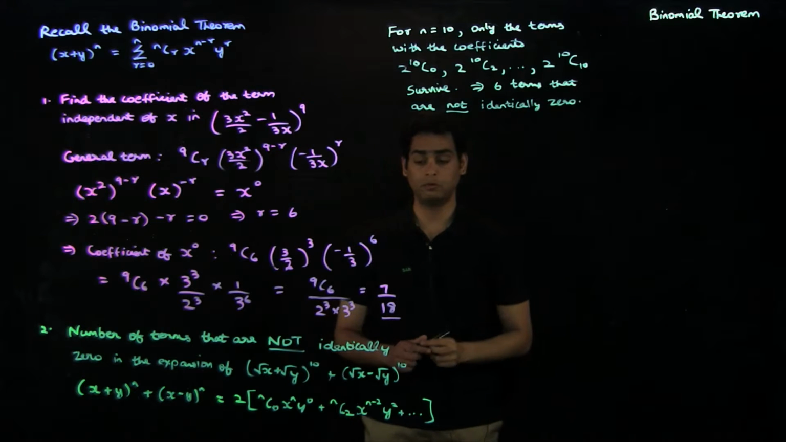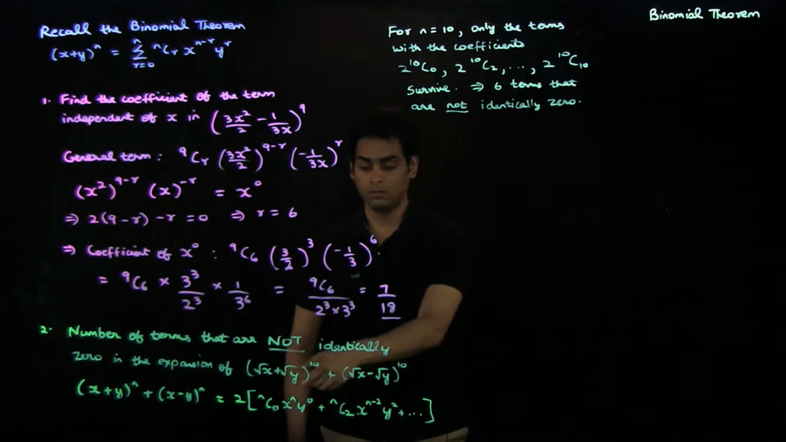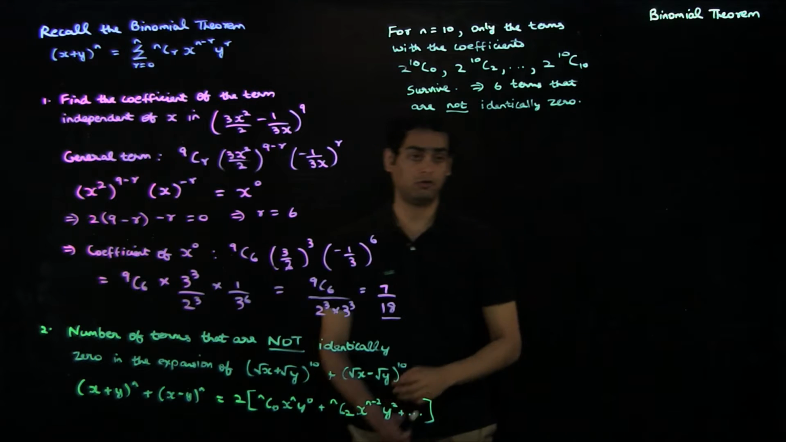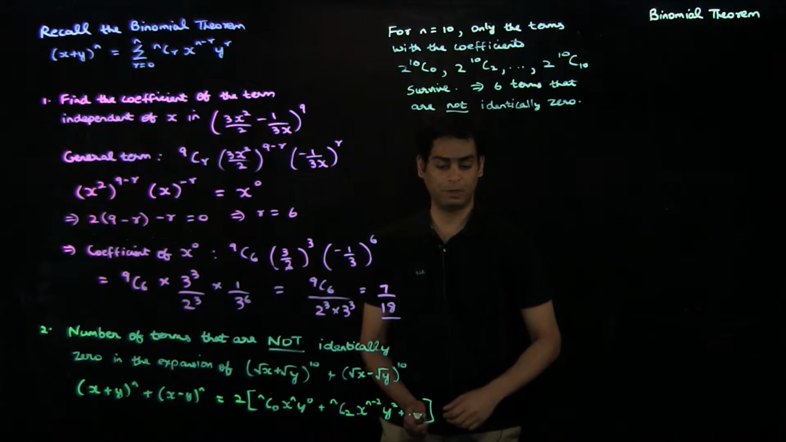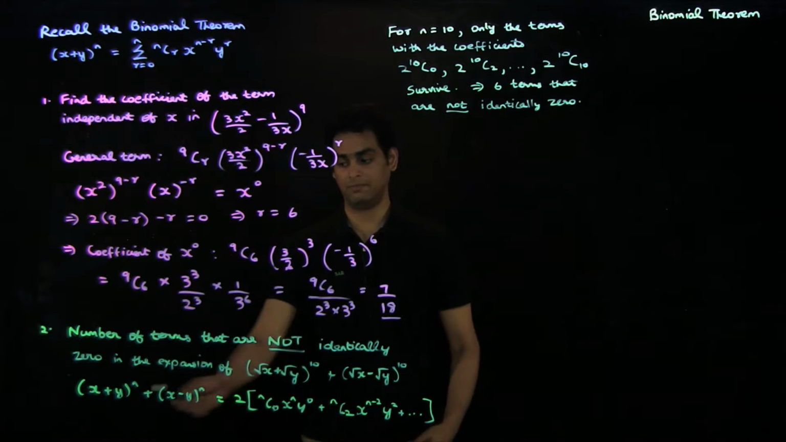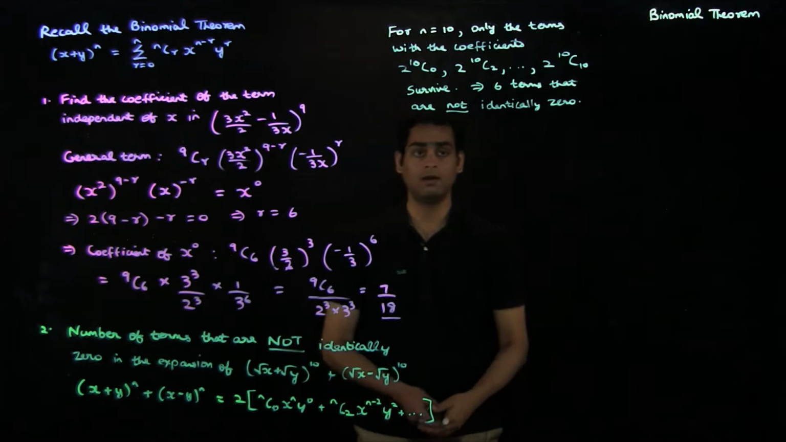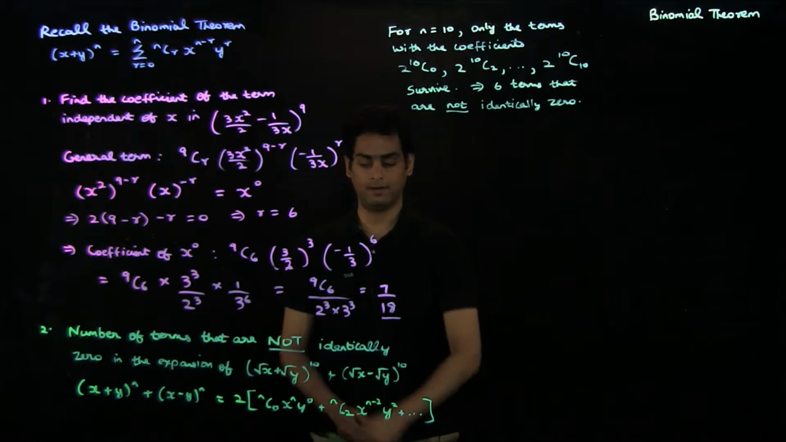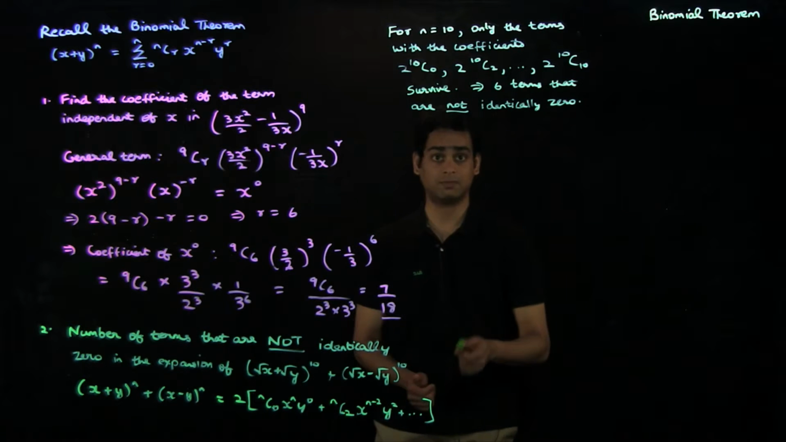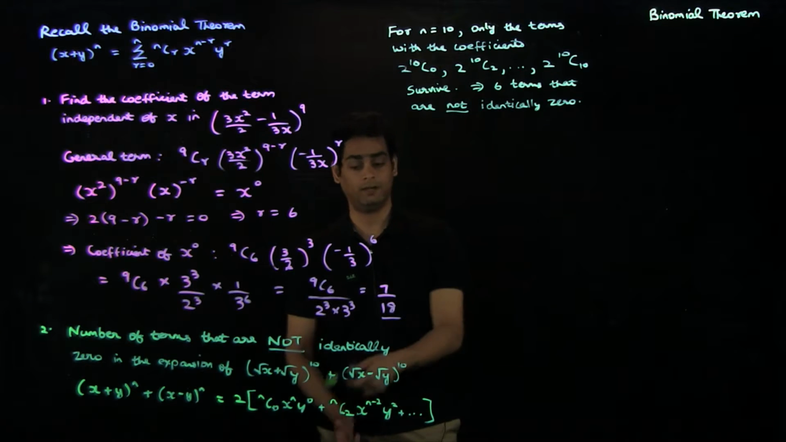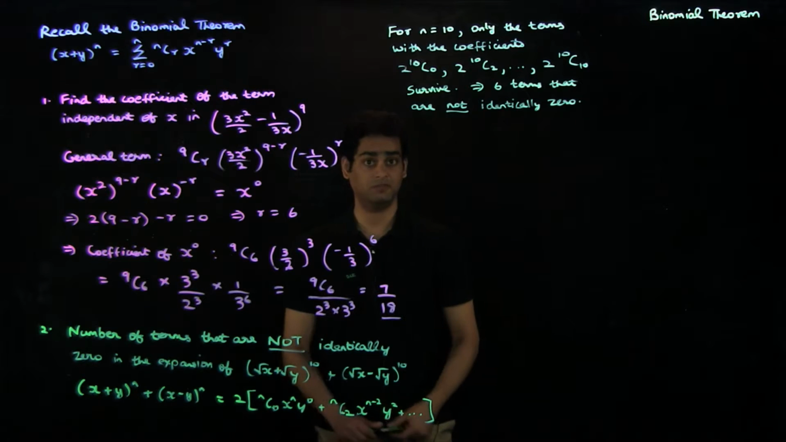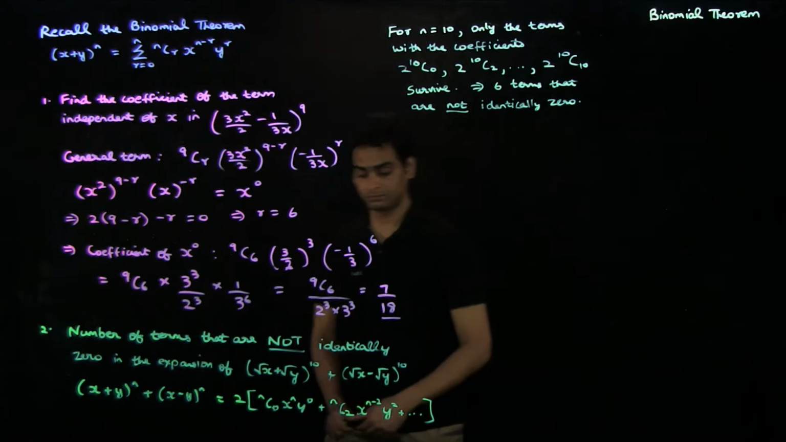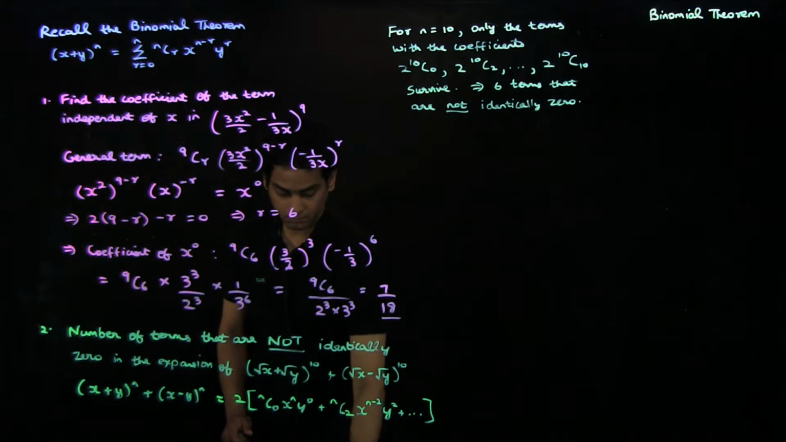So once again, to reiterate, notice that square root of x and square root of y have nothing special to do with this problem. You could as well replace them by x and y, which is what we did, and we just noticed that the alternate terms cancel out in (x plus y) power n plus (x minus y) power n, and so we only have 6 terms which survive in the expansion for this particular case.